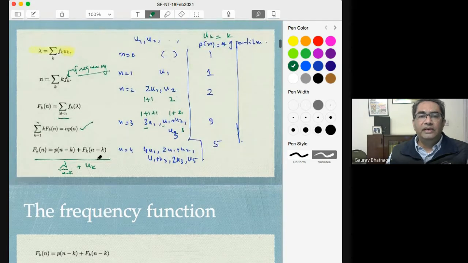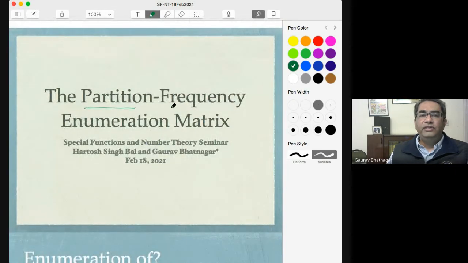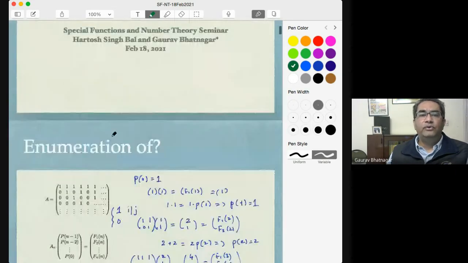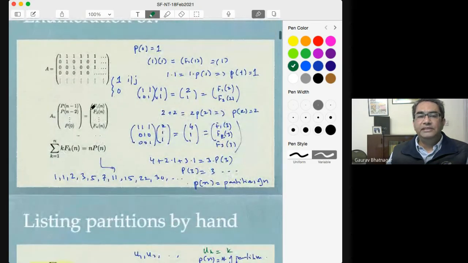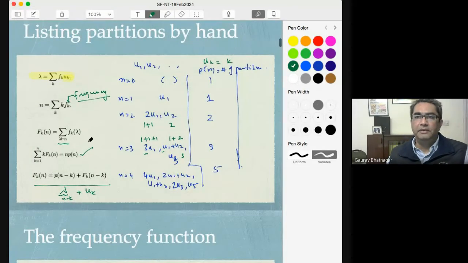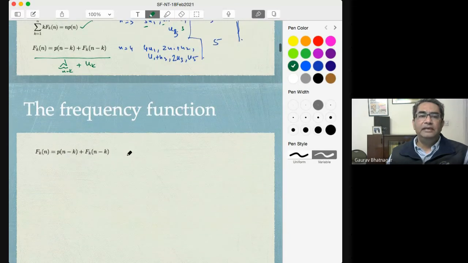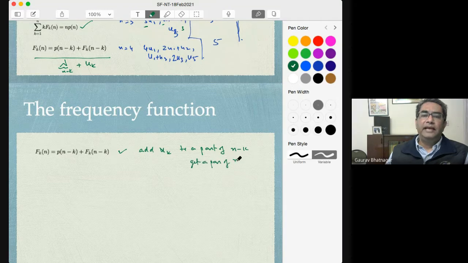Okay, so we are interested in the partition frequency enumeration. So these frequencies and partitions are enumerated together, and these frequencies in the case of partitions have a combinatorial meaning. So that's why we call it the partition frequency thing. And now let me say, so this is clear, because if we add UK to a partition of n minus k, I get a partition of n. And then from here, I can find the matrix.